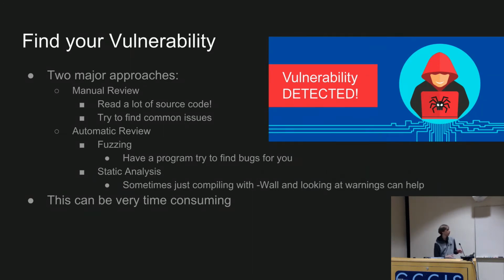Then the other approach to finding vulnerabilities would be manual review. This can get you more in-depth issues that are often harder to find and wouldn't be discovered by automatic analysis. It requires a lot of time. It requires you to read a lot of code and to understand common vulnerabilities. When you're doing this manual review, you typically want to look for common issues, which I'll talk about a little bit more. And this is also another really time-consuming step.